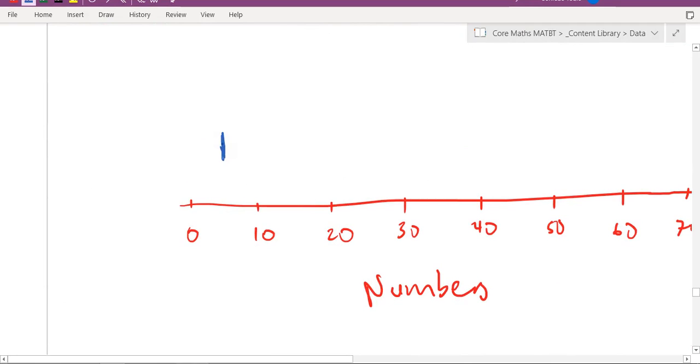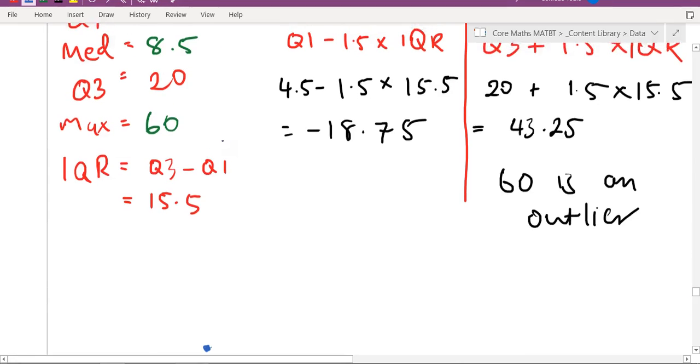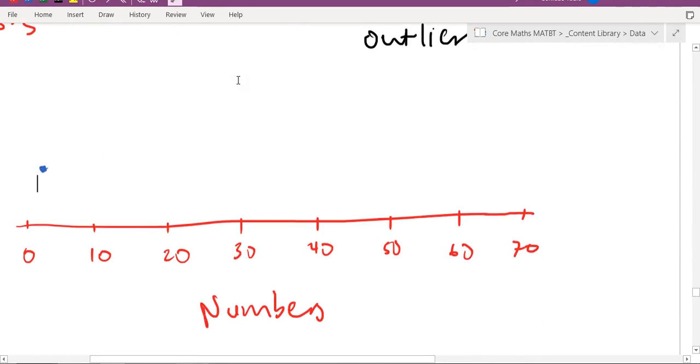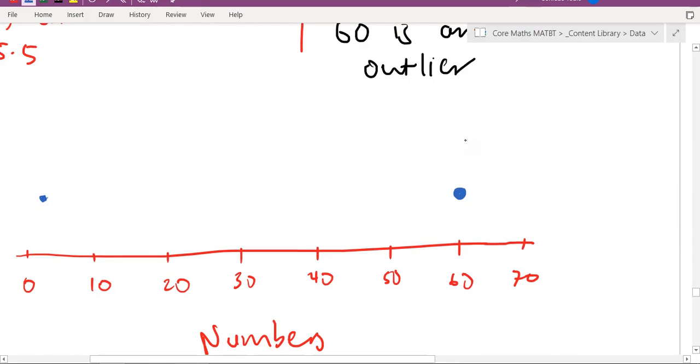If this is 5 right here, that means 3 should be somewhere here. So just make a note of where it is. And the maximum is 60. But remember, 60 is an outlier. So what I'm going to do is make 60 a really big dot, so I know that it's an outlier, so it's different from the rest.